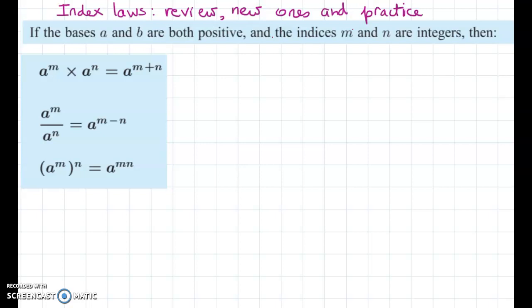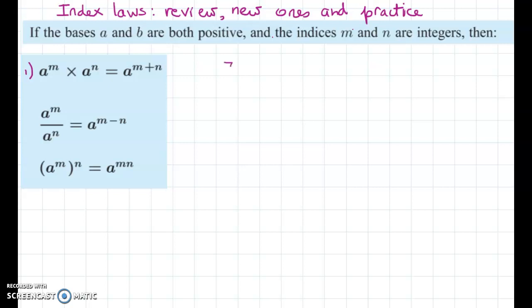We have two positive numbers, a and b, and we are assuming that the indices m and n are integers, so they're whole numbers. The first law that we saw is that if we have a to the power of m and we multiply it by a to the power of n, then that's the same as writing a to the power of m plus n. Let's call this law 1 to refer to it later.